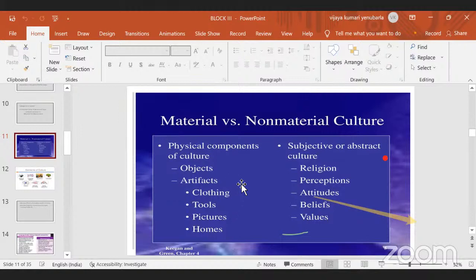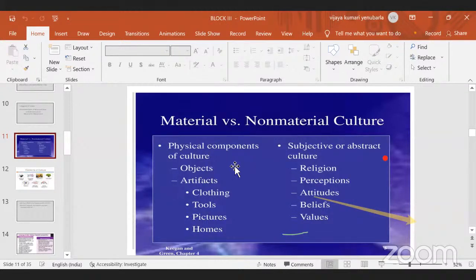Any scientific development, any biological development, any technological development, all these things come under this material culture. For example, now we are using AC. But once upon a time, there was no AC. We have so many things today: laptops and all this. Anything.